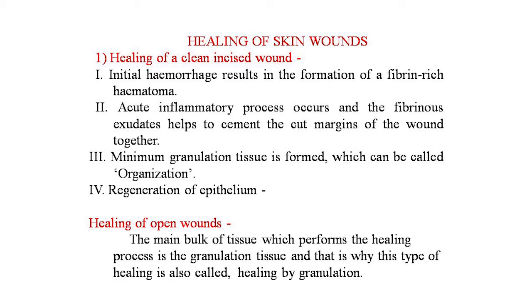Next point is the healing of the open wounds. If delayed closure is not performed and if there is a skin loss or remarkable change in the physical dimensions of the wound, healing of such a wound is known as healing by secondary intention. The main bulk of tissue which performs the healing process is the granulation tissue, and that is why this type of healing is also called healing by granulation.